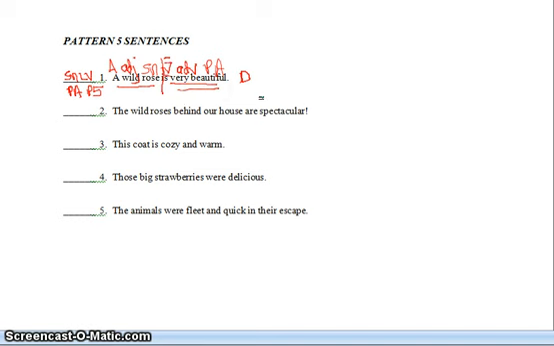So again, let's try one more, and then I'm going to have you go at it on your own here. So let's skip number 2. It's very similar to number 1. So let's go down here to number 3. And we have, this coat is cozy and warm. What is cozy and warm? Coat, subject noun. What is being said about coat? Coat is, verb. Coat is what? Cozy and warm. Verify the adjectives. What kind of coat? Cozy and warm.